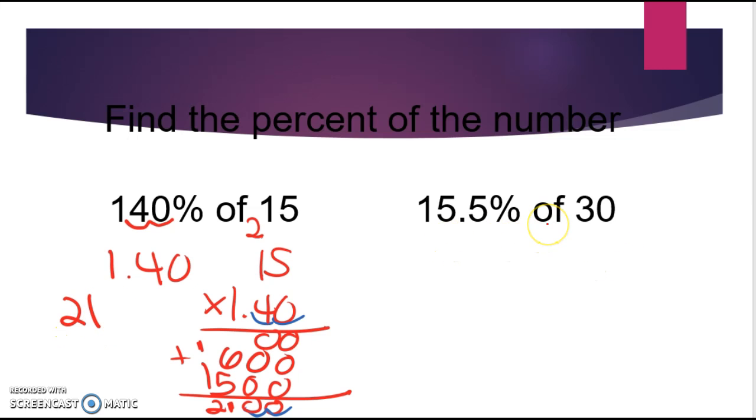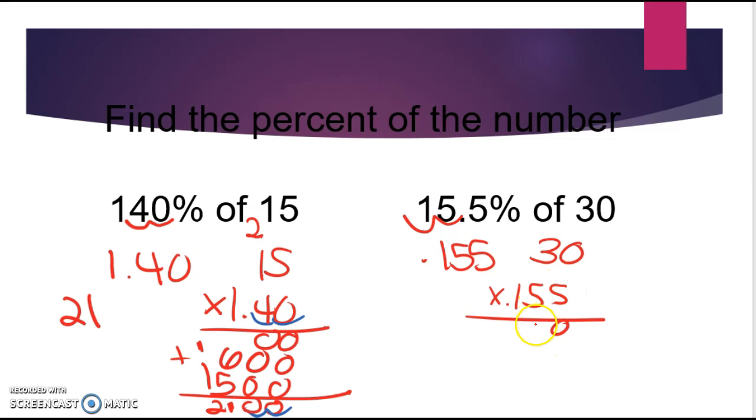Now for this one over here, I have 15.5% of 30, so I'm going to again move my decimal 2 places over. I have 0.155, and I have 30. I'm going to do 30 times 0.155. 5 times 0 is 0. 5 times 3 is 15. Drop a 0. 5 times 0 is 0. Oops. 5, 1. Drop 2 zeros now. 1 times 0 is 0. 1 times 3 is 3. Add everything together.